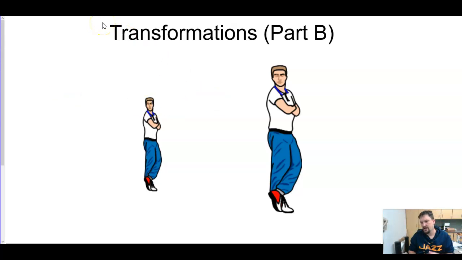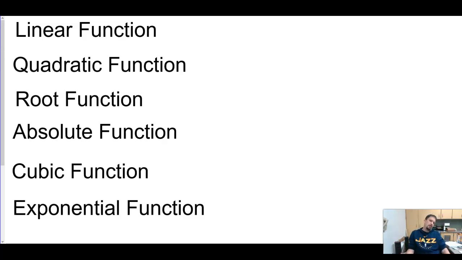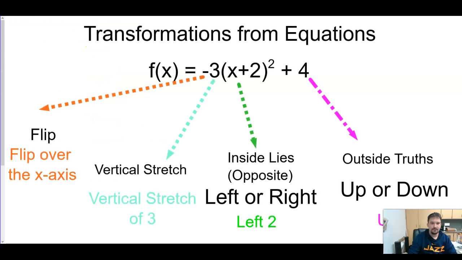Transformations Part B. Now that we have learned how to do a vertical shift and a horizontal shift, like where the parent function goes when it slides somewhere, we're going to look at a couple more transformations. So just remember, we have the linear function, a quadratic function, a root function, an absolute function, a cubic function, and an exponential function. These are our parent functions, and we're going to do transformations to these parent functions.